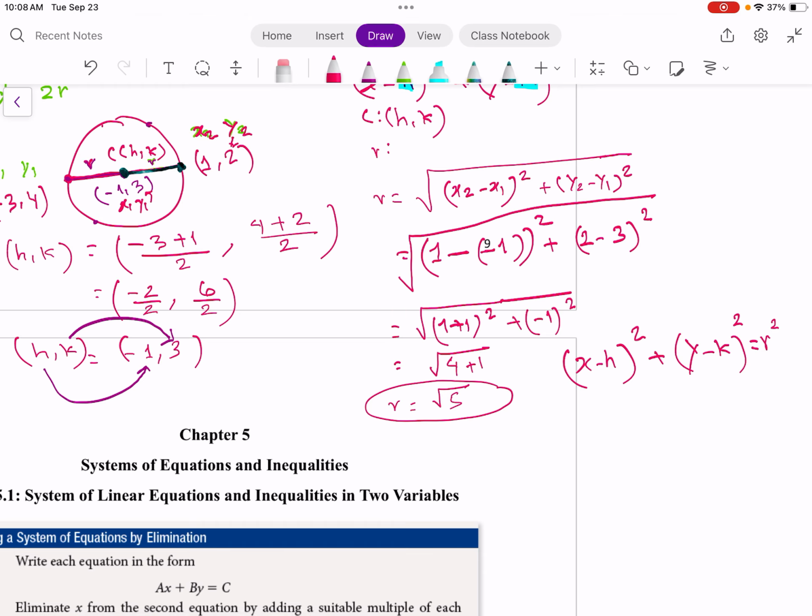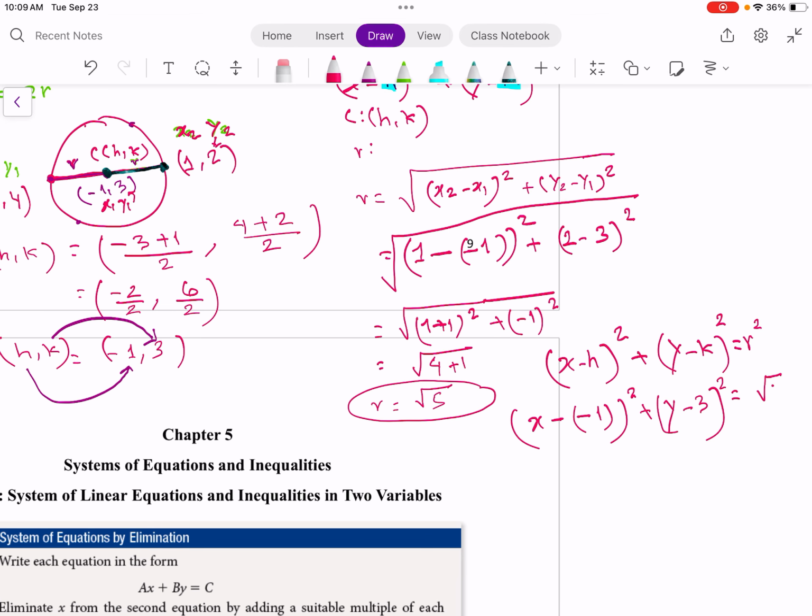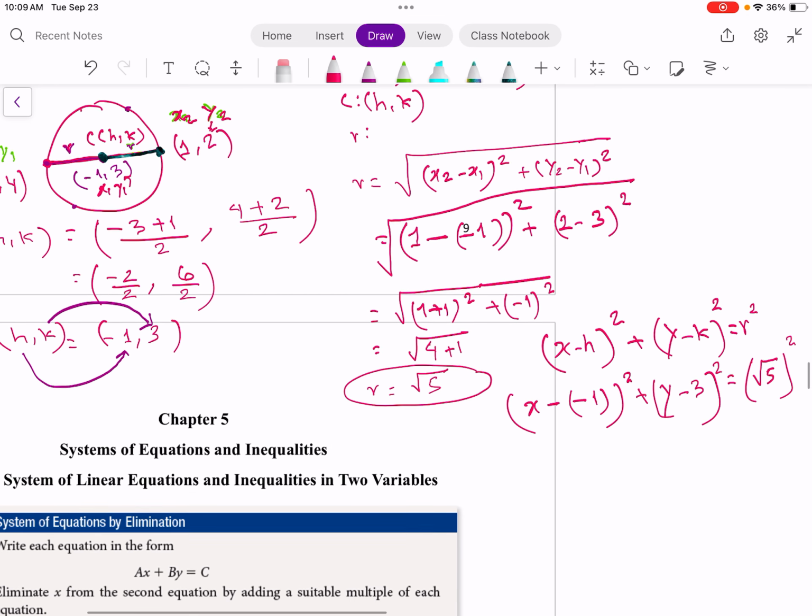Now we replace our h by negative 1. So we have x minus, then the value of h, which is negative 1, plus (y minus k), our k is 3, squared equals r squared. Our r is the square root of 5. Do not forget it is squared. So r squared. Now let's simplify.